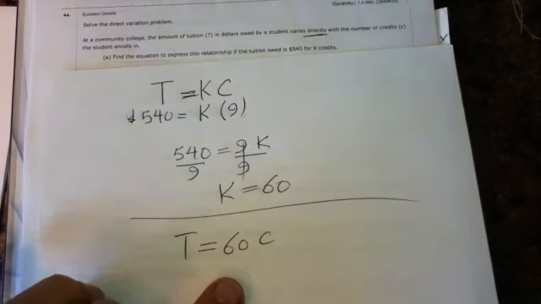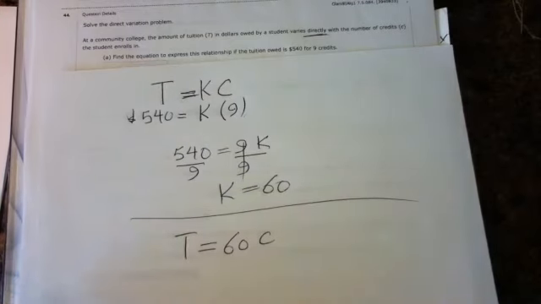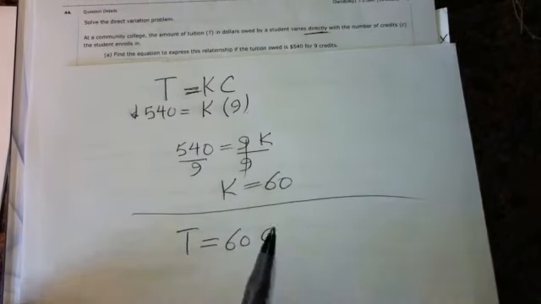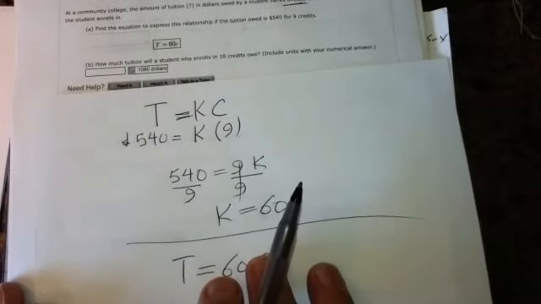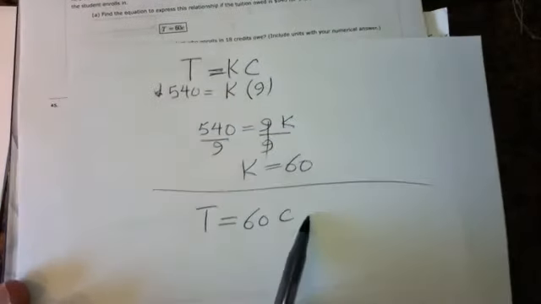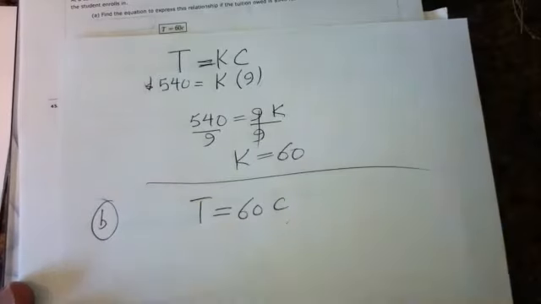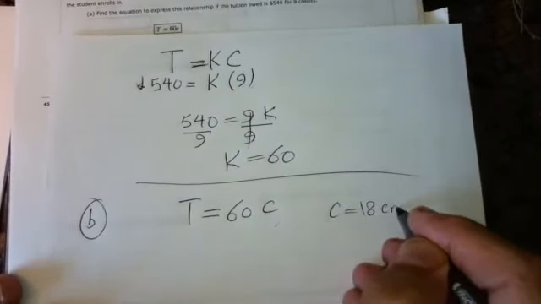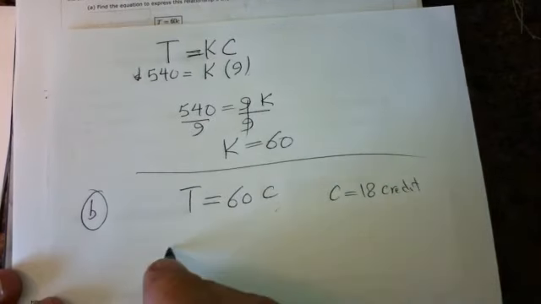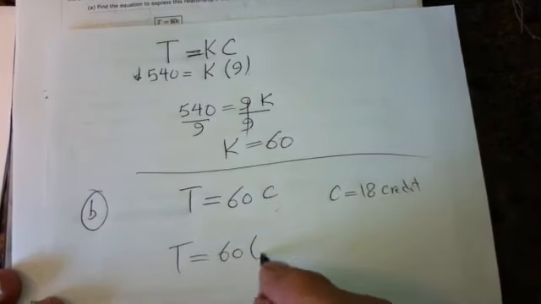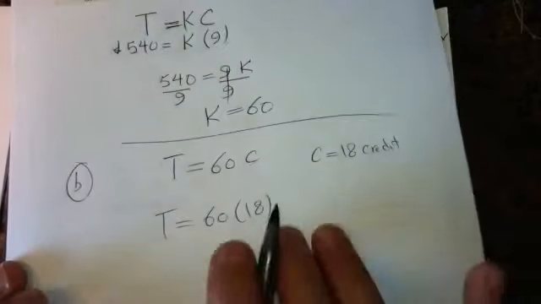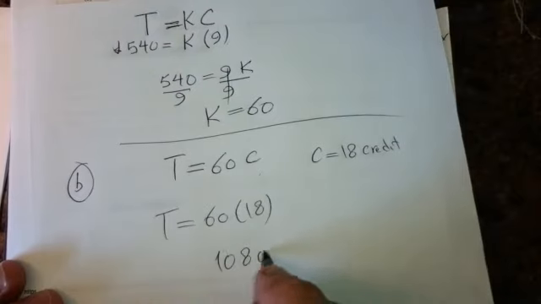Now we could continue. Our formula is ready. So if a student takes, like, 6 credits, it tells you how much it would cost. Part B, they're saying we are going to take 18 credits. How much do we have to pay? All I need to do is put it in the formula. So you have to pay $1,080.